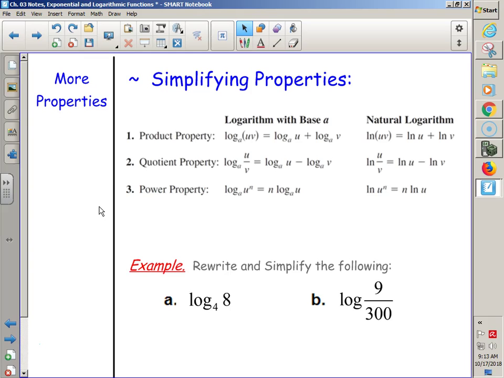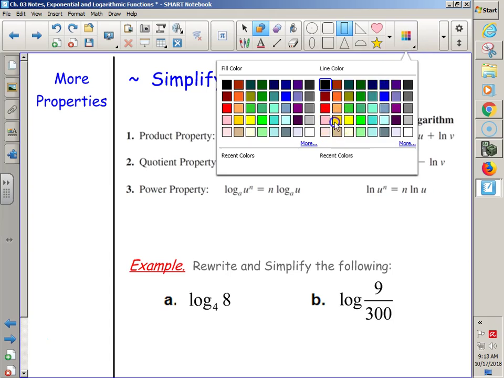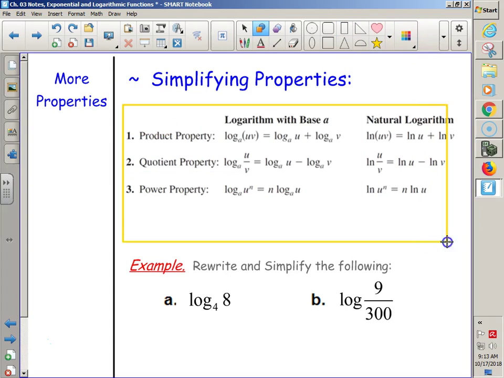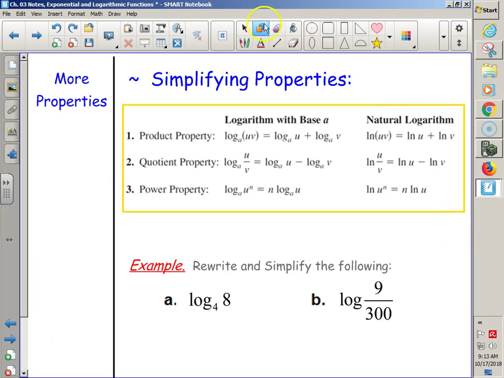Not just how to go from the condensed to the expanded, but also how to go from the expanded to the condensed. Remember, we're learning rules. Wait a minute, has anybody noticed that actually this is the same thing as that? Just what's different with this guy?